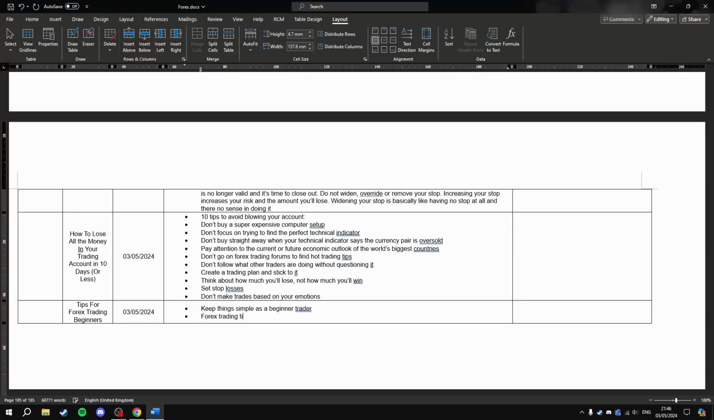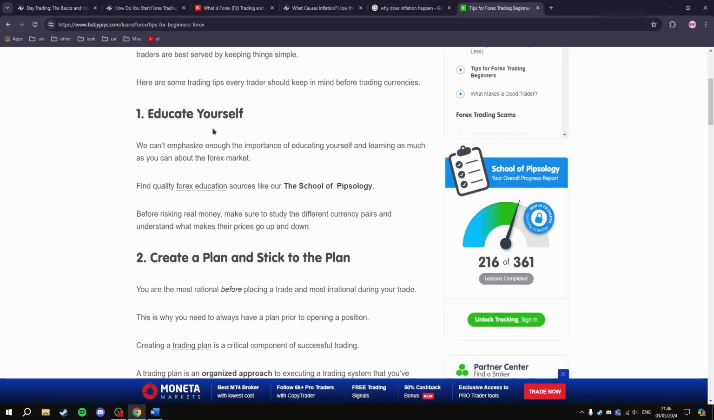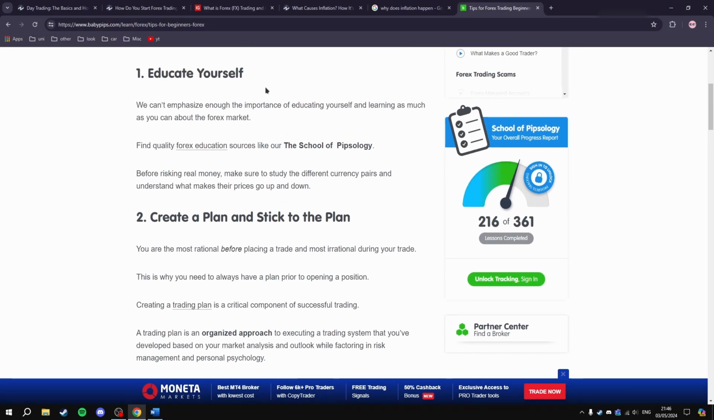Forex trading tips. Educate yourself. We can't emphasize enough the importance of educating yourself and learning as much as you can about the Forex market. Find quality Forex education sources like the School of Pipsology. Before risking real money, make sure to study the different currency pairs and understand what makes their prices go up and down.